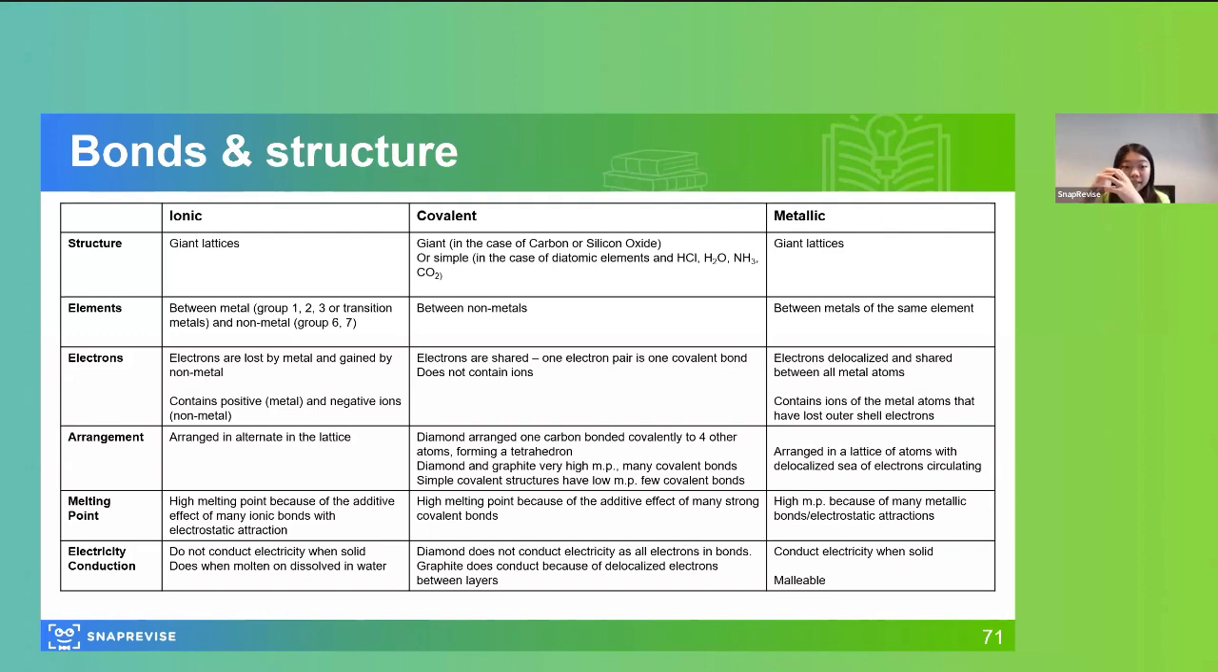So the arrangement essentially is a lattice, and then these electrons are just moving through the structure, this sea of delocalized electrons. They have a very high melting point because of the metallic bonds and the electrostatic attractions, there are a lot of them. Therefore, it's a very high melting point. Because they have this sea of delocalized electrons moving around the structure and they carry charge, as I've said, anything that carries charge conducts electricity. So it's going to conduct electricity when it's solid because they have these delocalized electrons floating around the structure. One thing to note about metallic bonding, they're malleable. So yeah, they can move around a bit.